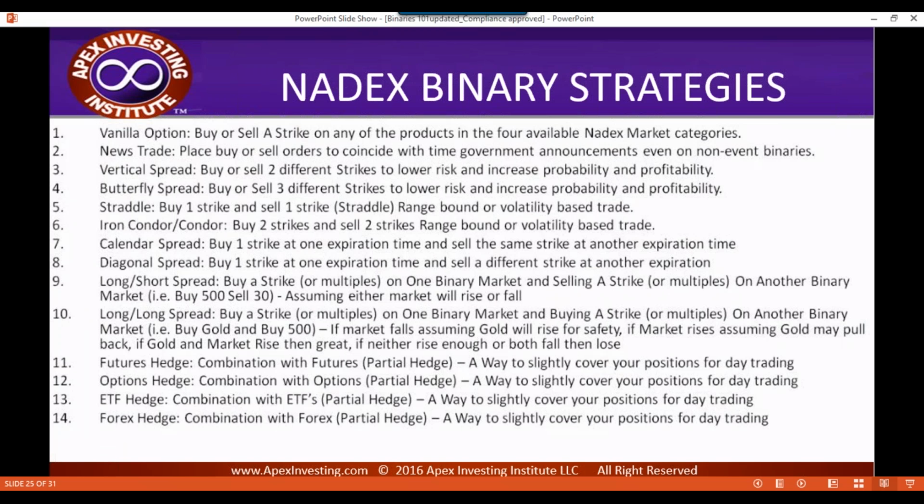So there's a ton of different strategies. Okay, there's vanilla options, news trades, spreads, butterflies, you know, with Nadex spreads. We can do iron condors, do straddle. There's a ton of different ways to use binaries, not just a simple yes or no, up or down. All right, there's ways to layer in and to hedge other types of positions that can be used for so many things.